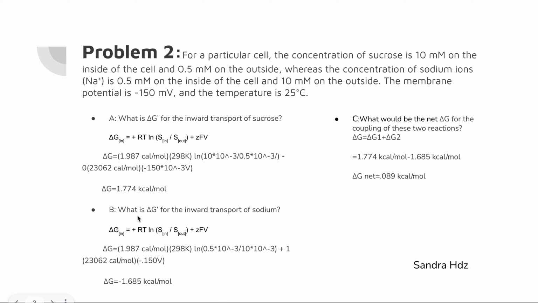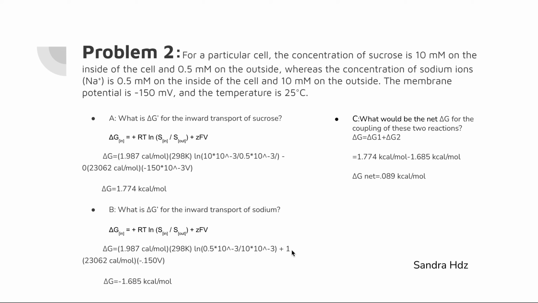Question B, what is the delta G for the inward transport of sodium? So it's very similar to the first part. However, sodium has a charge, and another difference is that the concentration outside of the cell is greater than the inside. It just so happens that the numbers are the exact same thing, just swapped. So you could quite literally just grab this number and input it for this initial part. However, it would be negative because, again, the concentration inside is lower than the outside.